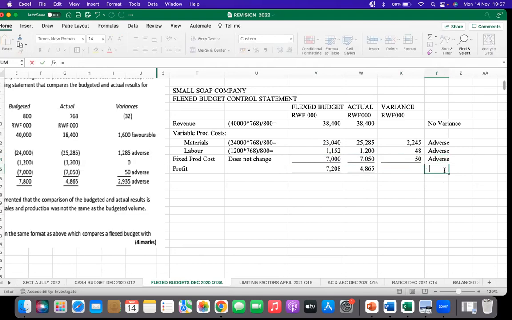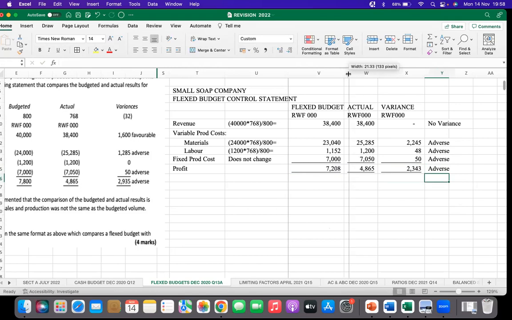Let's look at the profit. We had budgeted to have a profit of 7,200. We actually had a profit of less amount. Sorry, I put it in the wrong place. We had budgeted, we actually had that. So the answer is adverse. So all variances were adverse in the flexed budget.